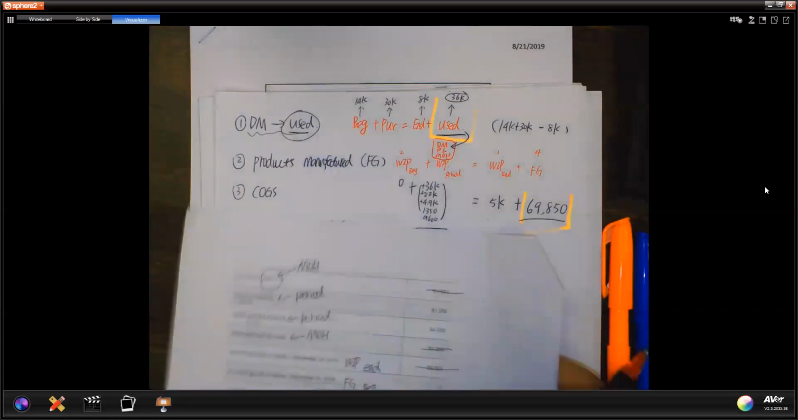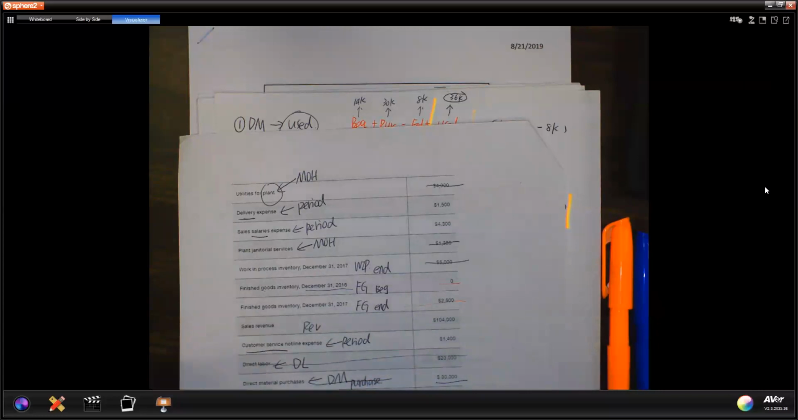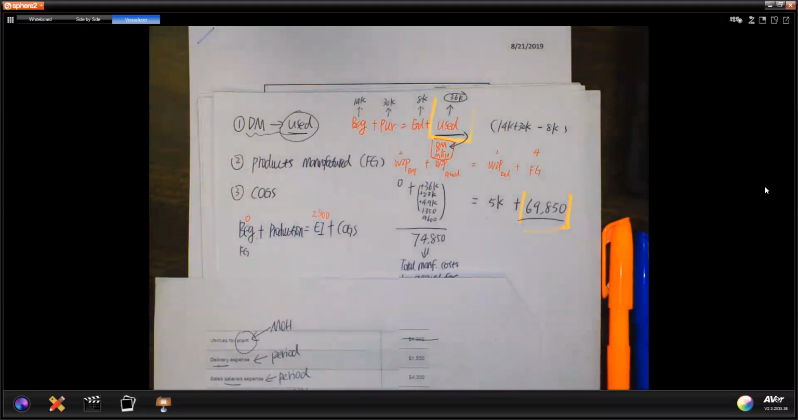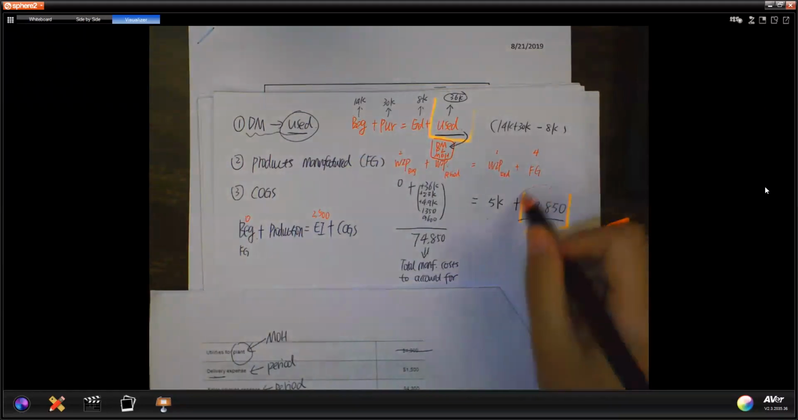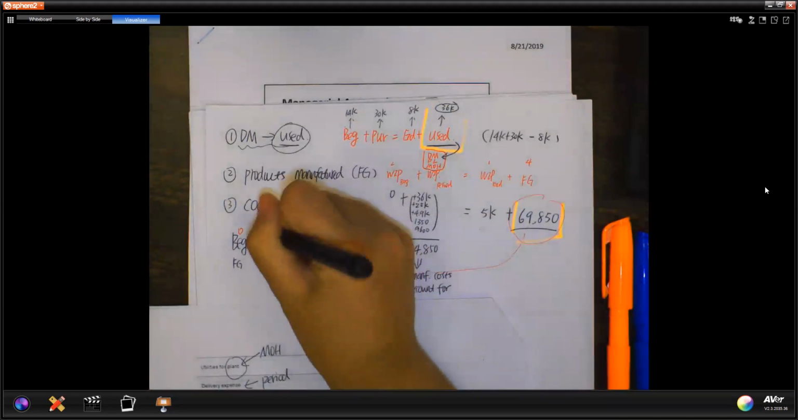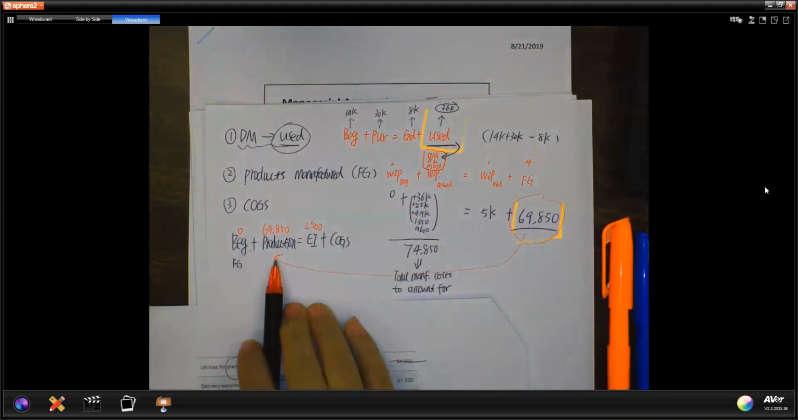So we found out our finished goods at the beginning is 0 because it's a new company, right? And the finished goods at the end of your period is 2,500. And we knew during this period we have produced $69,850 amount of the production. So your beginning plus your production will give you the total amount you can sell.